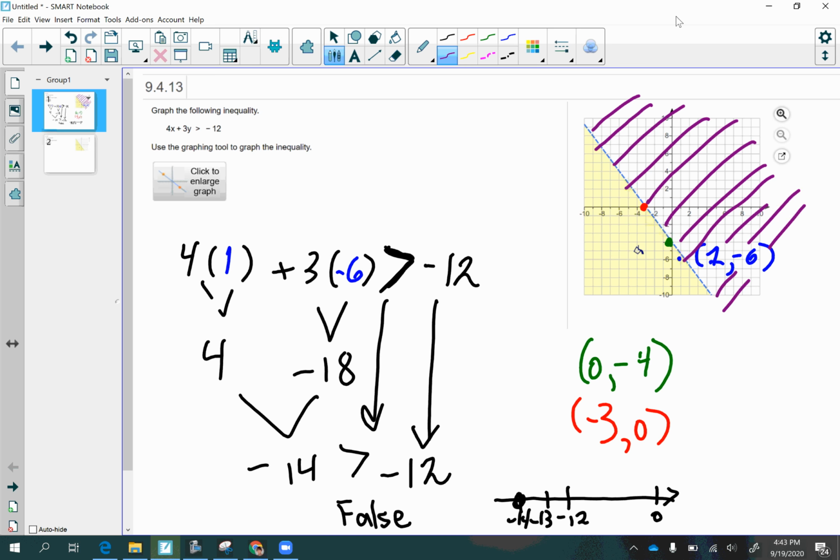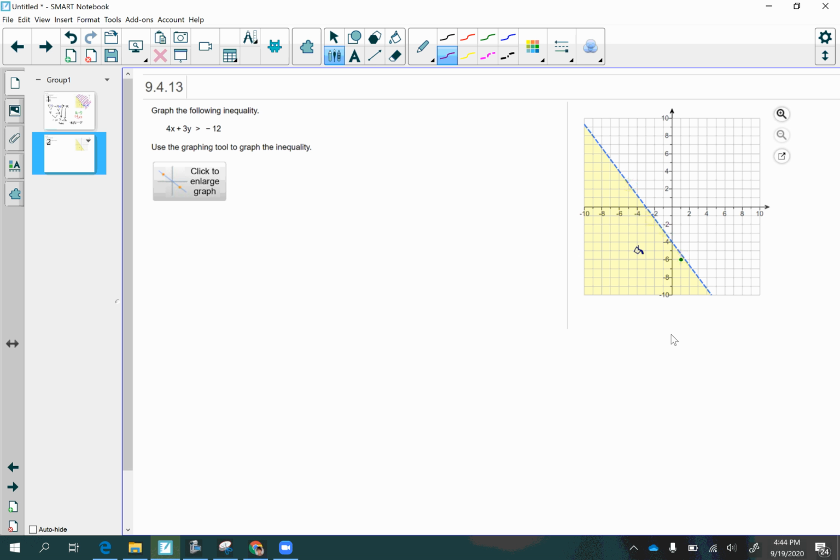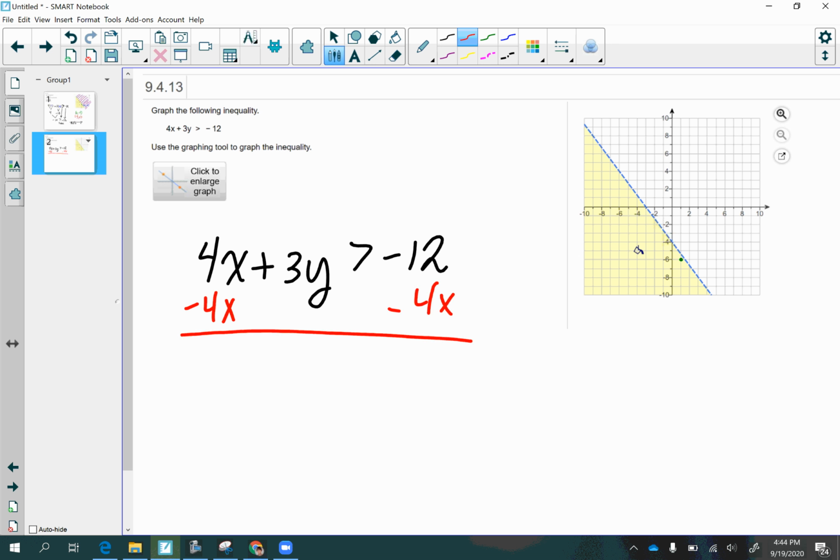Okay, another way you can tell which way to shade, sometimes if you prefer, you can solve for y. So just take your original inequality and get y by itself. So we're going to do inverse operations. We'll start by subtracting 4x from both sides. That'll zero this out. Then we'll have 3y is greater than -4x minus 12. Then to get y alone still, we'll undo this multiplication here by dividing. Make sure all of the terms are divided.